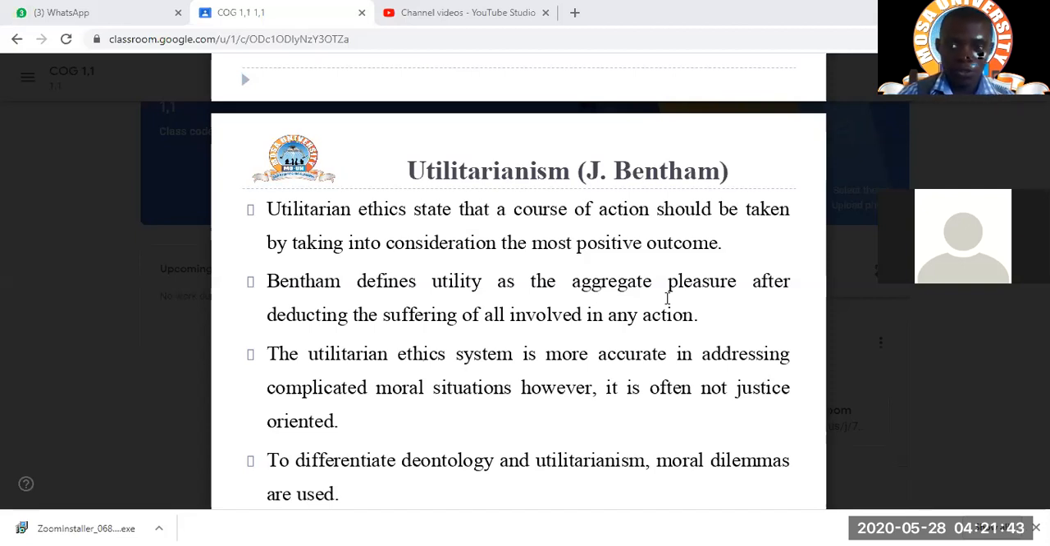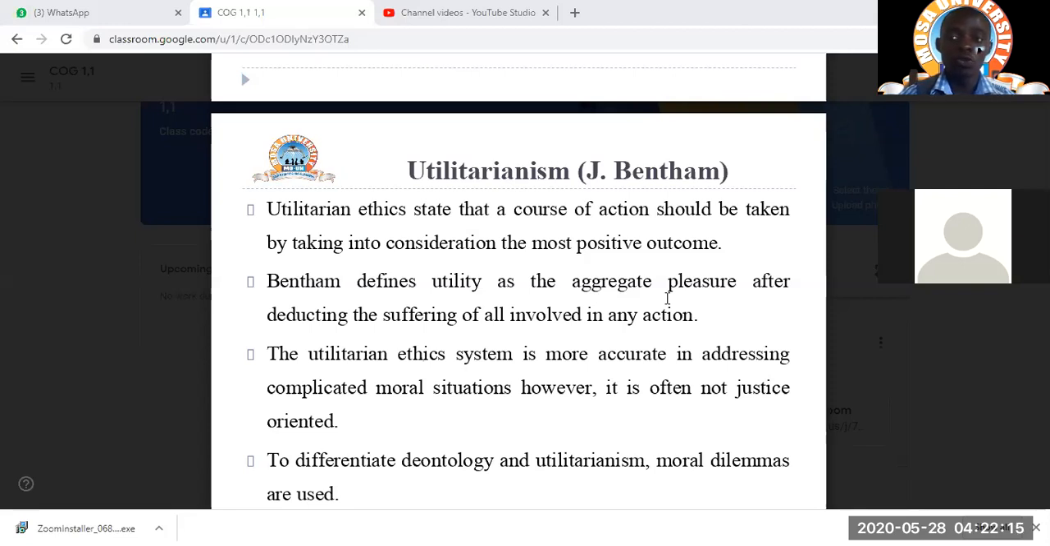Under deontology, we said an individual is expected to choose an action which is right. You are not expected to do wrong, you're expected to choose the right action because that is what your rules are saying. But under utilitarianism, an individual is expected to take a course of action depending on the most positive outcome. What that means is that you need to look at what you want to achieve. This is objective. You need to look at the situation ahead. What is it that I want to do?